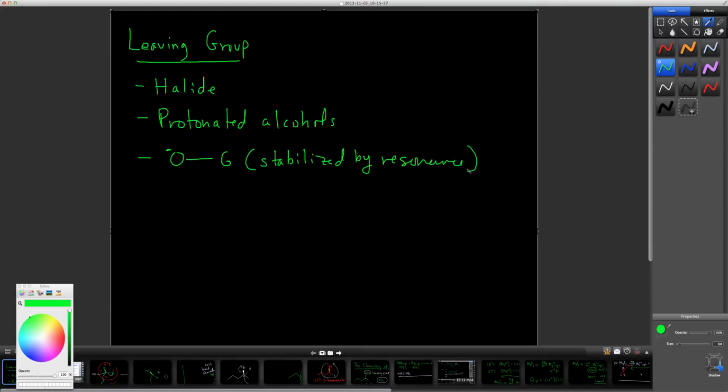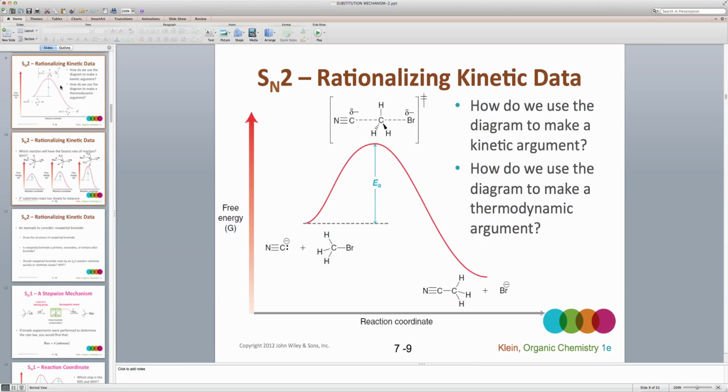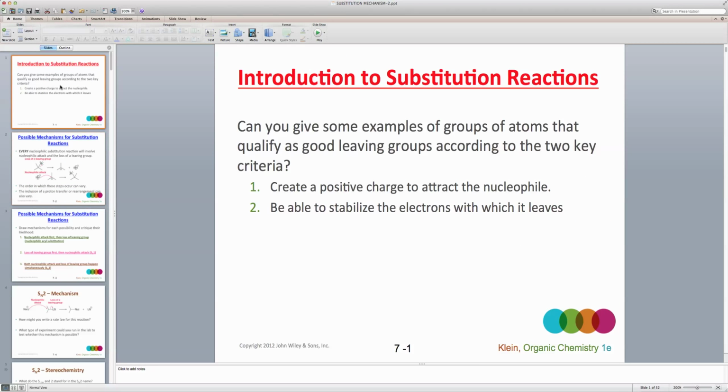The quality of the leaving group is actually addressed in one of your PowerPoint slides, and I'd like to emphasize that at this time. So on slide 1 of your notes, notice that there are two important qualities of a leaving group. Quality number 1 is it simply has to be more electronegative than the carbon atom to which it's attached. We're talking fluorine, oxygen, nitrogen, chlorine, bromine, iodine, and sulfur.